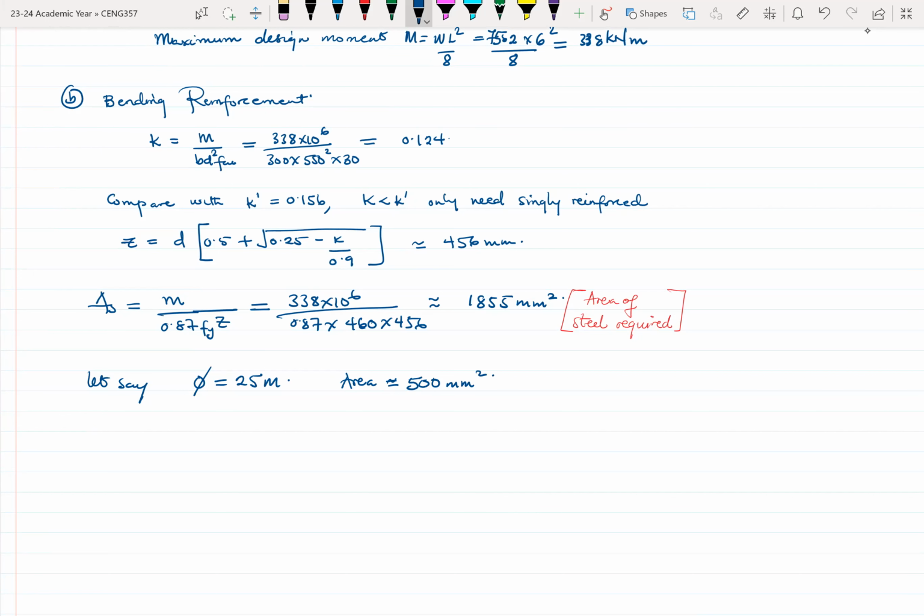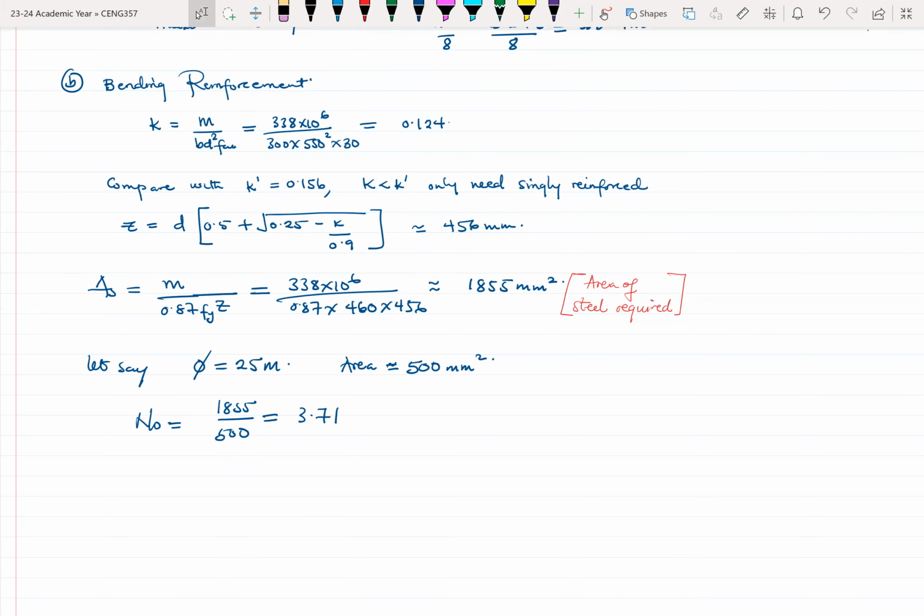So it means that if I want to know the number of bars that I need, then it's going to be 1855 divided by 500. So this should give us 3.71. All right. And since 3.71 is not a whole number, I have to round it up to the nearest whole number, which is 4. So I need 4 rebars.